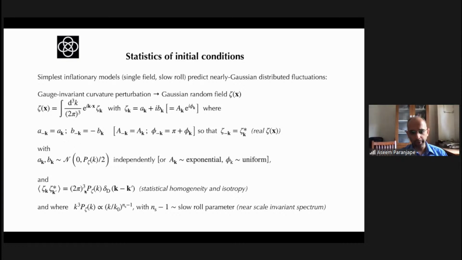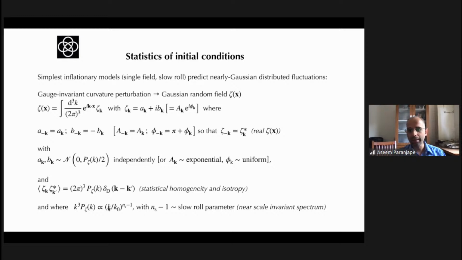The only unknown here is the functional form of P zeta. This particular function is predicted by typical models of inflation. For example, in simple slow roll inflationary models with single scalar fields, this function is predicted to be a power law, where this k cubed P zeta is a dimensionless power at mode k, and this is expected to be almost independent of k.